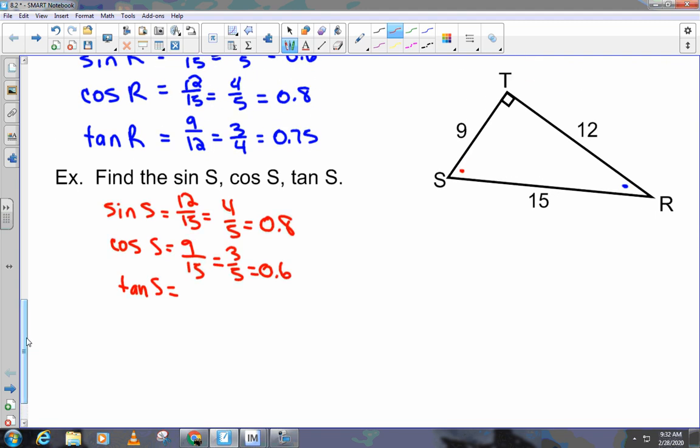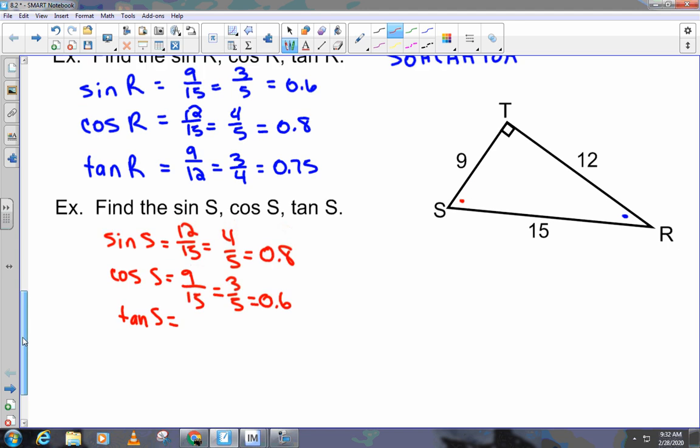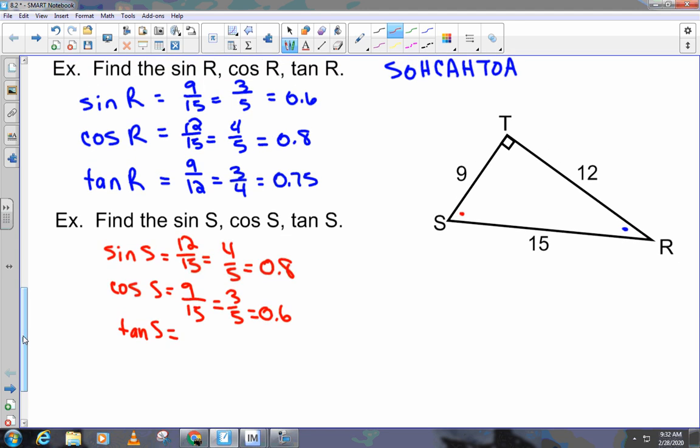Okay, and then the tangent of S is opposite over adjacent. So what would the tangent be? Okay, the tangent is opposite S, 12 over 9. So 12 is opposite, 9 is adjacent. That reduces to 4/3, okay, which is 1.3 repeating. Now, sometimes they ask you to round it to a particular place. A lot of times it's the nearest 10,000th place. It could be the nearest 100th. Just do whatever it asks you to do. So read the directions, okay?